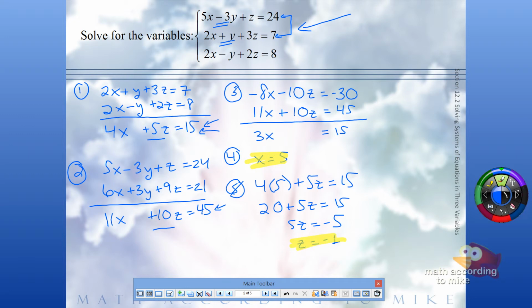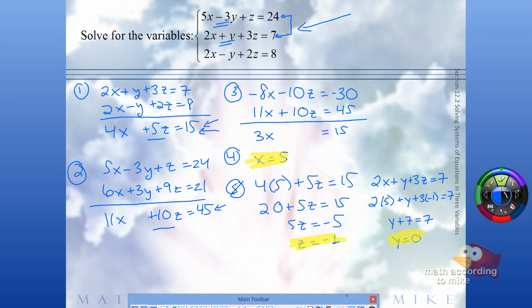And now we have to find our y. So go back to any of the 3 original equations now. To solve for y, I'm going to choose the second one just like before. It does not matter which one you pick. So if I put in 5 for x, and if I put in -1 for z, notice I have y plus 7 equals 7, which means y equals 0.